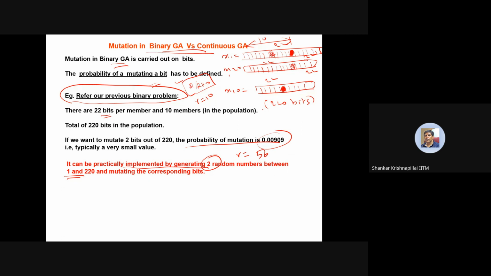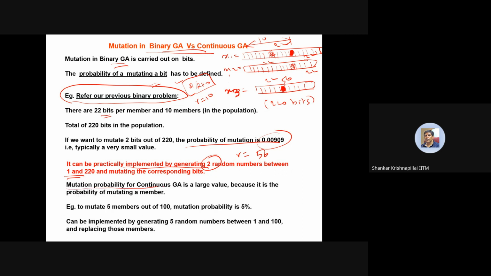44 plus 22. Okay, so the 56th bit may be somewhere in the third member. Okay, so that is how mutation in binary genetic algorithm is practically carried out. It's a bit difficult to do this.